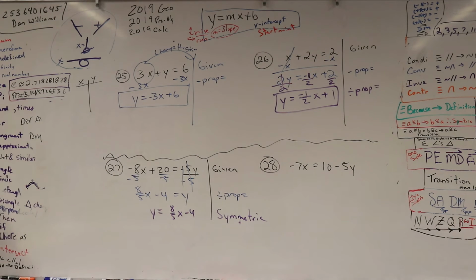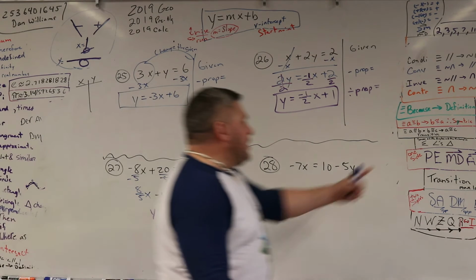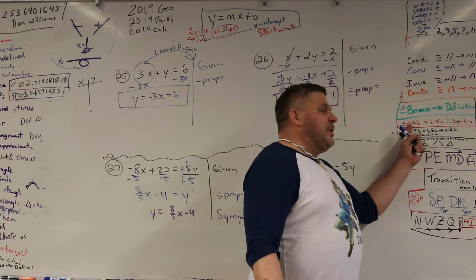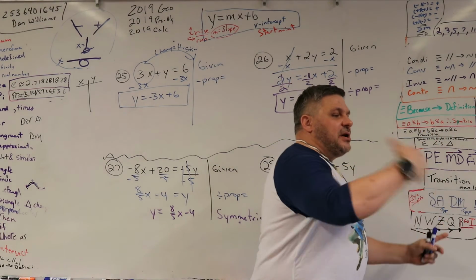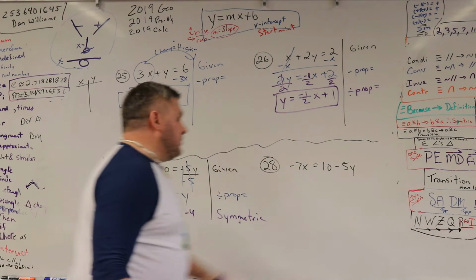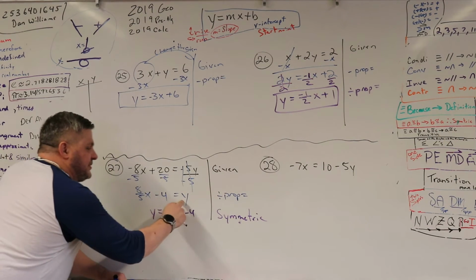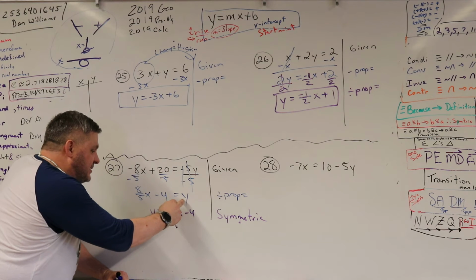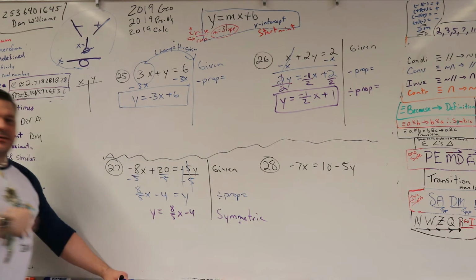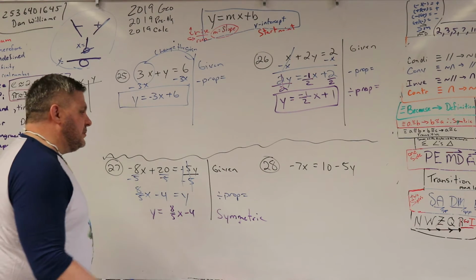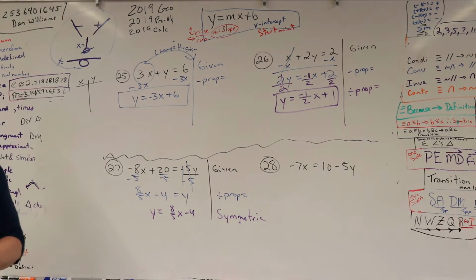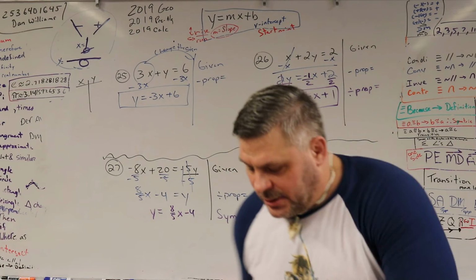Symmetric property. Oh, it's right here. Symmetric. When A is congruent to B, and then you switch it to B is congruent to A, right? So in other words, if this equals that, then that is equal to this. That's all. That's it. Symmetric property. So far, so good? Okay?